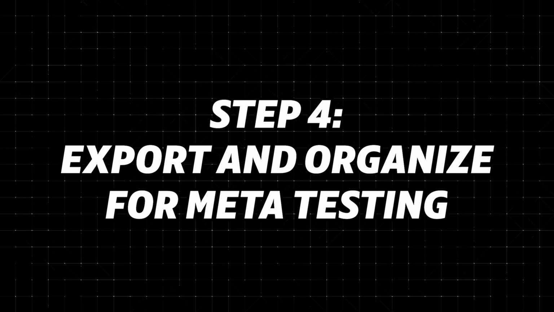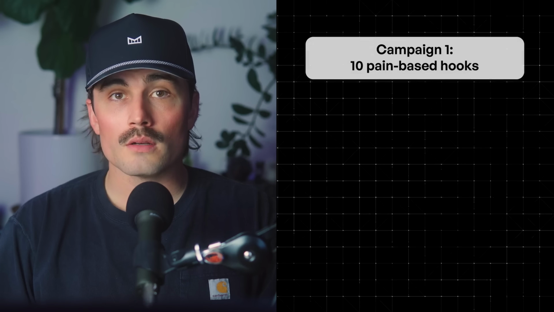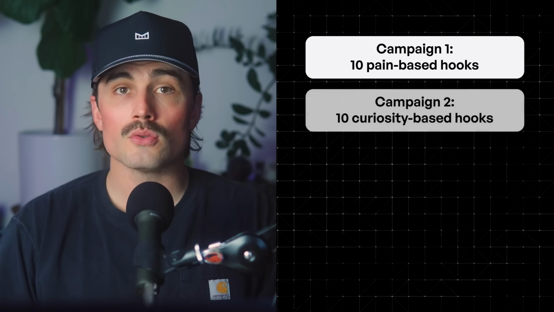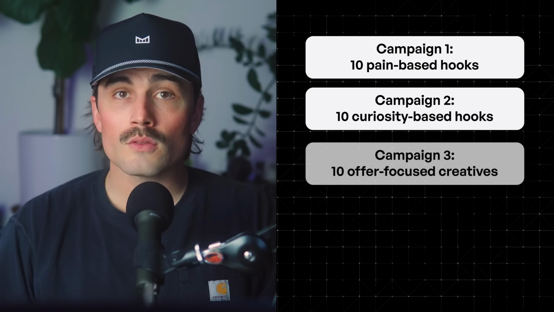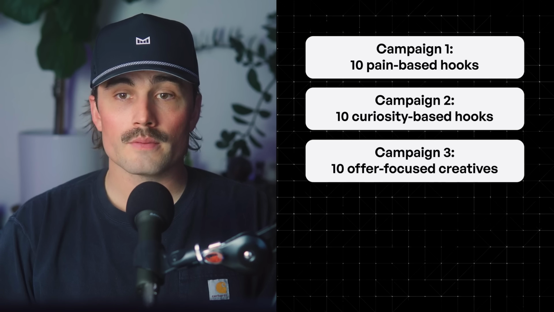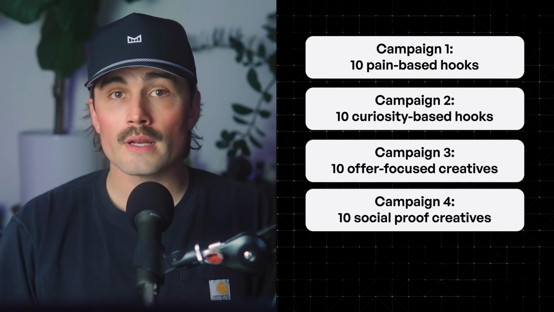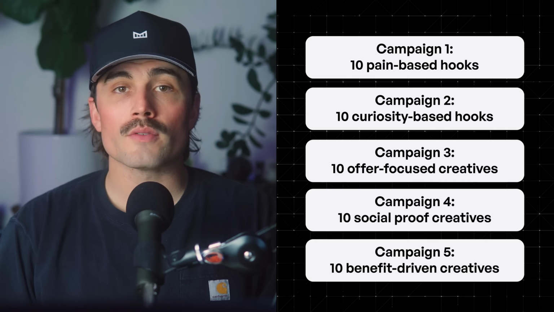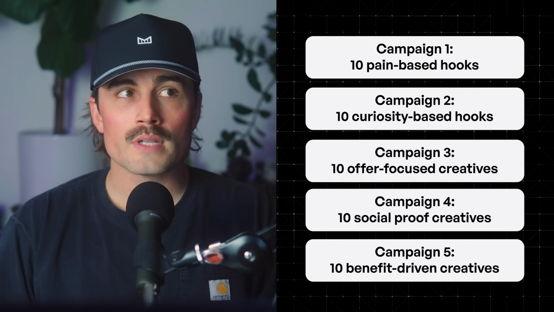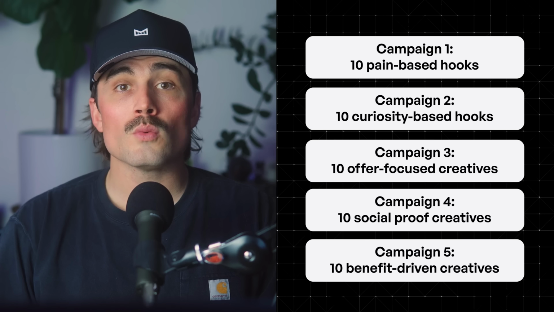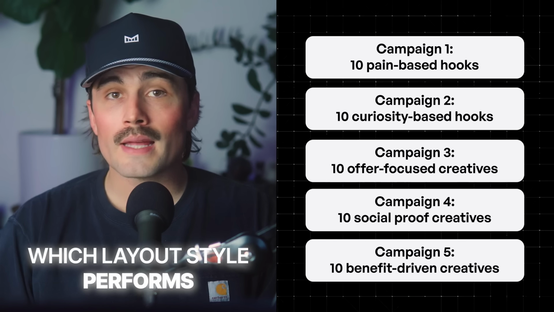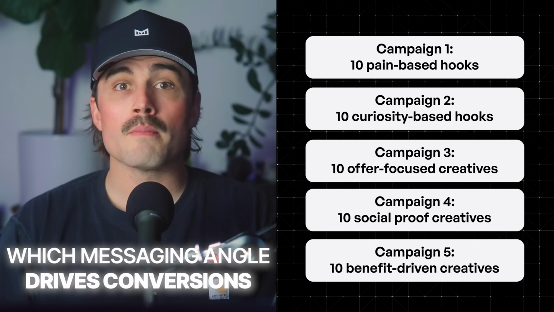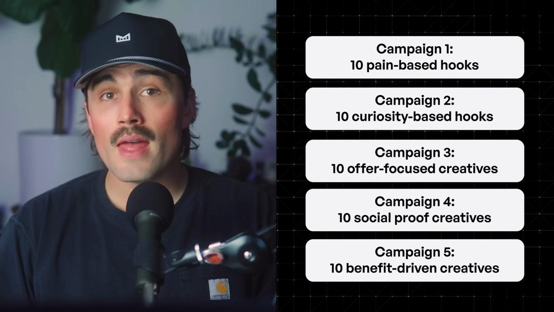Step 4, export and organize for Meta testing. Once your 50 creatives are generated, you just export them. Now here's the key. Don't just dump them into one campaign randomly. Structure your test. For example, campaign 1, 10 pain-based hooks. Campaign 2, 10 curiosity-based hooks. Campaign 3, 10 offer-focused creatives. Campaign 4, 10 social proof creatives. Campaign 5, 10 benefit-driven creatives. See, now you're not guessing. You're testing categories. Within a few days, you'll see which hook style works best, which layout style performs, which messaging angle drives conversions, and then you double down.